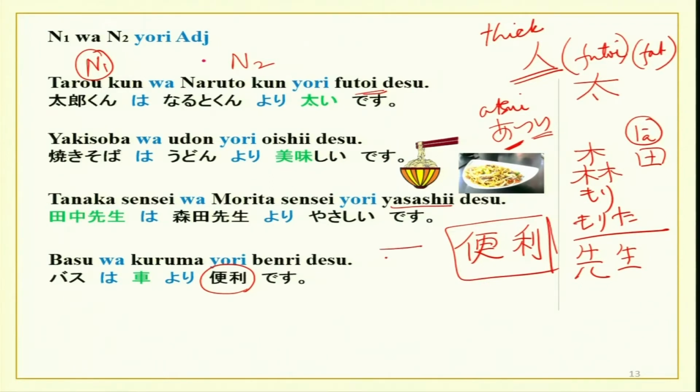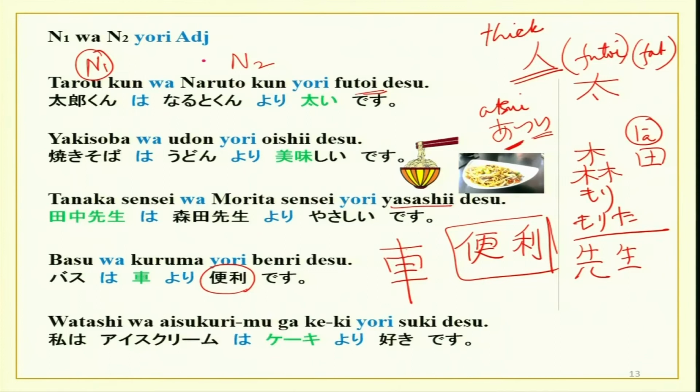And kuruma is there. So kuruma is very, very simple. You just did with densha. So you cut it like this. This is the lower part. It is showing a cross section, lower part of the kuruma, the base of the kuruma. Watashi wa ice cream ga keiki yori suki desu. So this is all nouns. Noun 1 ice cream wa, noun 2 yori. So now you know the pattern well and you can practice with your partner.